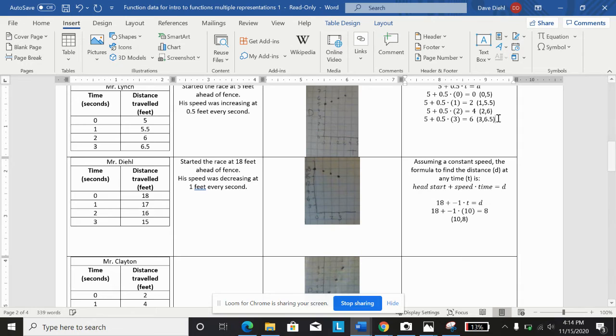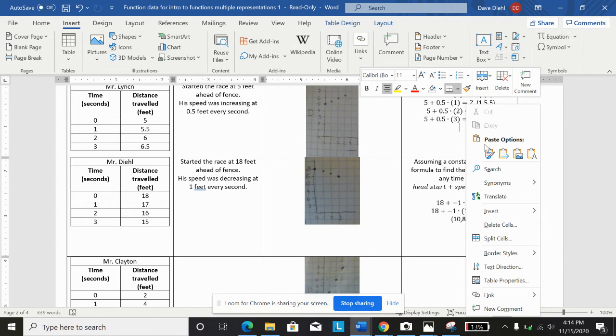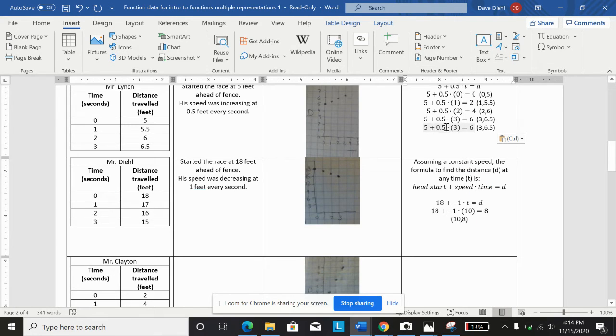And you can compare that to, say, Mr. Lynch. Remember, Mr. Lynch was 5 plus 0.5 t. Let's do after 10 seconds and see where he would be. Well, first, how much did he gain? He gained half a foot 10 times, and half times 10 is 5. Plus that 5-foot head start, 5 plus 5 is 10. That means after 10 seconds, Mr. Lynch is at 10 feet.